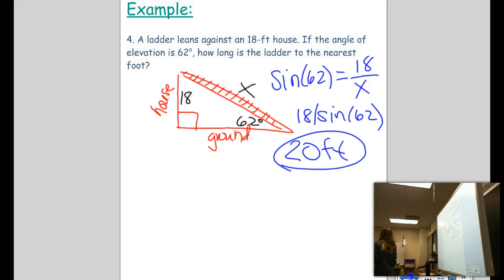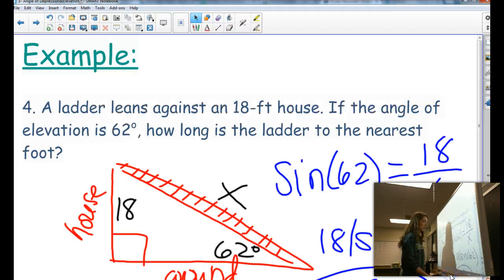That's a long ladder. Those are your notes. You have no homework tonight. I will see you tomorrow, and you'll be ready to practice more word problems.